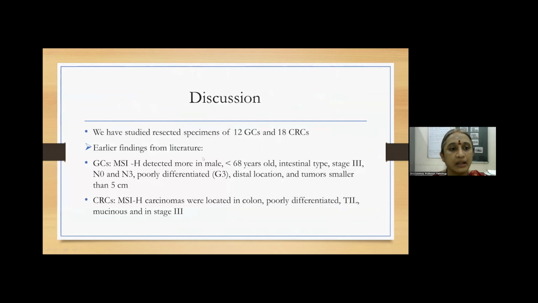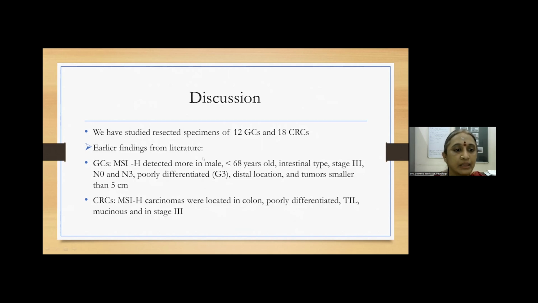Coming to the discussion, we have totally studied resected specimens from the gastrointestinal tract of 30 samples, among which 12 were gastric and 18 were colorectal carcinomas. The histopathological findings and the microsatellite instability status of our current study were compared with the earlier findings from the literature.